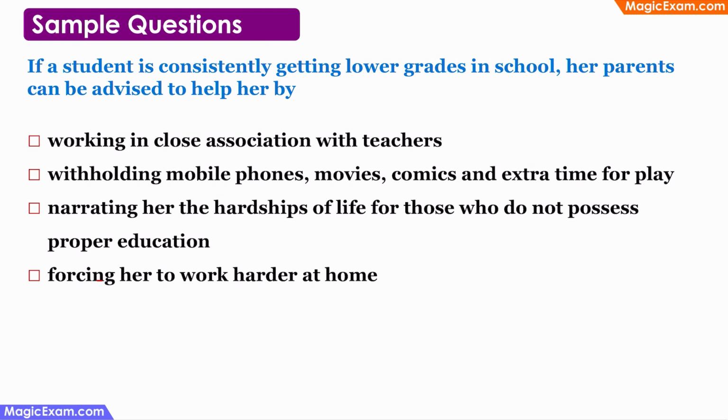If a student is getting consistently lower grades in school, her parents can be advised to help her by doing which of the following? Now, if a student is getting consistently lower grades or low marks in school, what is the first thing that you should be doing? You should first try to understand what is the root cause. Why is the child getting lower grades? Why is the child getting less marks? So to understand that better, the parents have to work in close association with the teacher. Right? And when they work with the teacher, when they discuss things with the teacher, then they'll be able to understand what is the real reason behind these lower grades and how they can help the child.